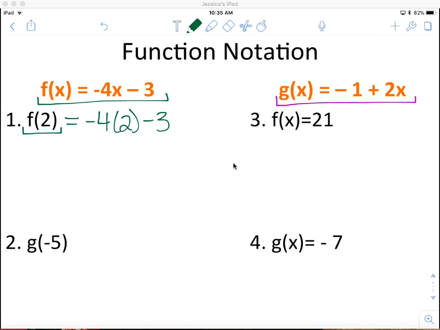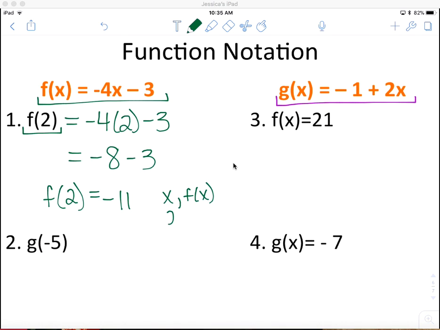Now I'm going to do order of operations. Negative 4 times 2 is negative 8. Negative 8 minus 3 is negative 11. So what I just found is that f of 2 is negative 11. In other words, when x is 2, y is negative 11. Moving on, I'm going to skip number 2 for right now and go to number 3.